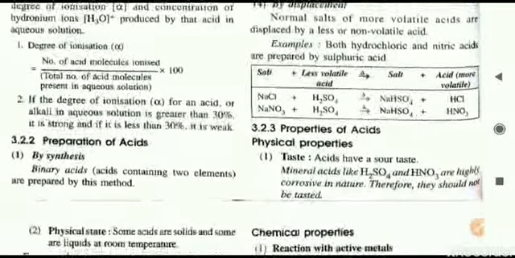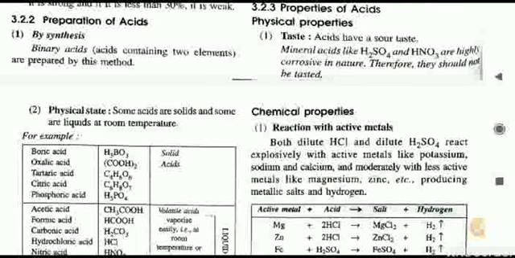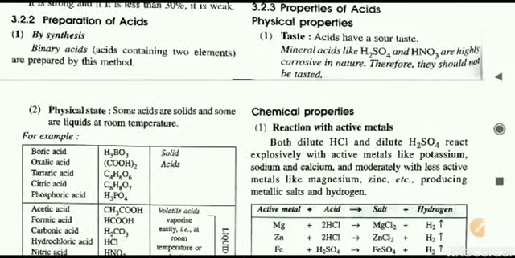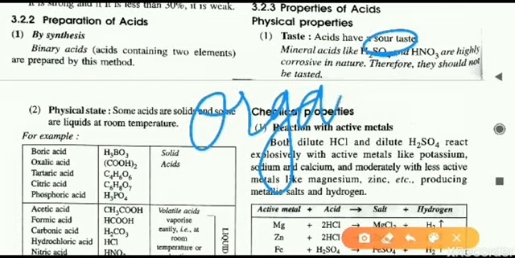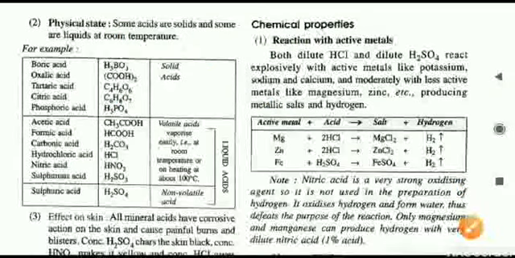Now we have completed the preparation methods of acids. Let us proceed to the properties of acids, and we'll begin with the physical properties. The first property is about the taste. Acids are generally sour in taste, but the sour taste we are saying is actually for organic acids. What about the inorganic ones, the mineral acids? It is generally recommended not to taste them. Why so? Because they are very corrosive and reactive in nature, and they can cause burn injuries. That is why mineral acids like HCl, H2SO4, nitric acid should not be tasted.